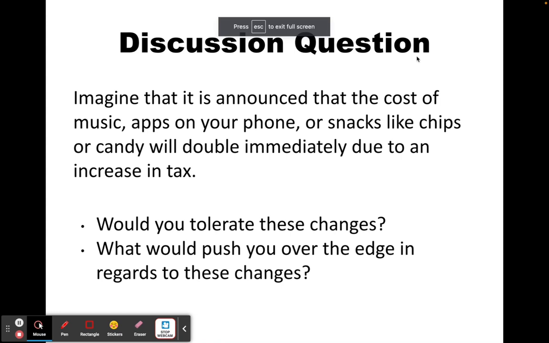First and foremost, I want you to consider this situation. Imagine this is real life right now, that it's announced that the cost of music, apps on your phone, or snacks like chips or candy will double immediately due to an increase in tax. Would you tolerate these changes? Meaning, would you be okay with them? And what do you think would push you over the edge in regards to these changes? What would make you so angry and so upset if something like this were to happen? So I want you to pause the video and take a moment in your guided notes to consider this discussion question.